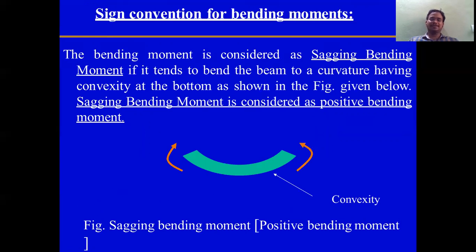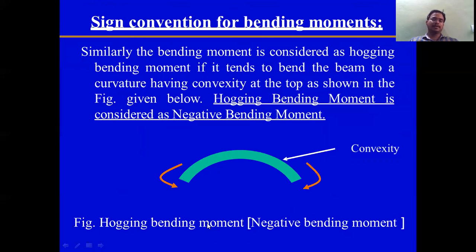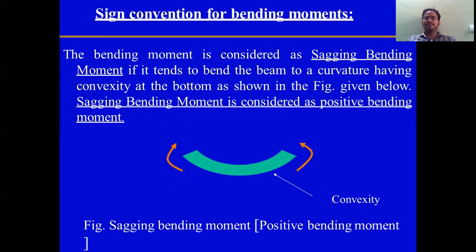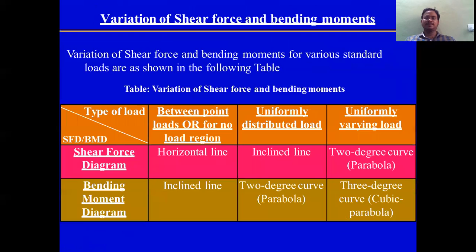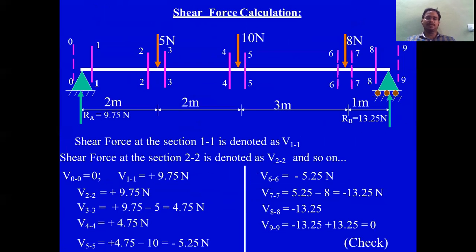For sagging, the bending moment is positive, and for hogging, it is negative. We show it as negative. In the bending moment diagram, the graph will come in downward direction. In the example problem that we have seen, it is sagging. The convexity is in downward direction. So the bending moment diagram will be positive and above the horizontal line. That is what is shown here.